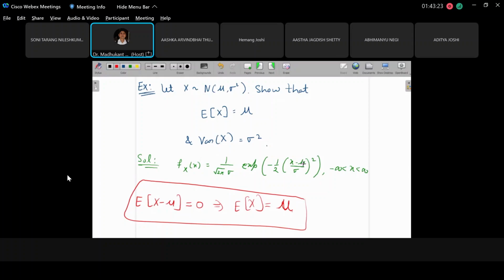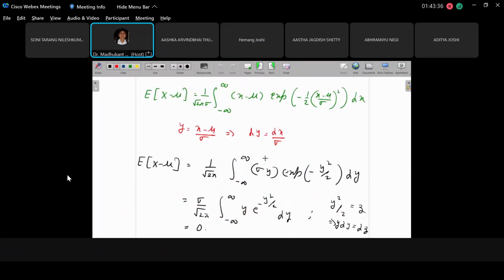Because we have to deal with the integral, which is very complicated. So if you write down expectation of x minus mu, what is that? Integral of x minus mu times f_X(x). What is f_X(x)? It is 1 upon root 2 pi sigma times exponential of minus 1 by 2 times (x minus mu by sigma) whole square, dx.